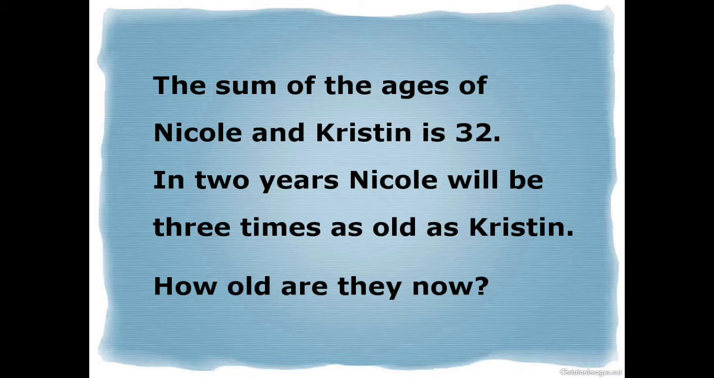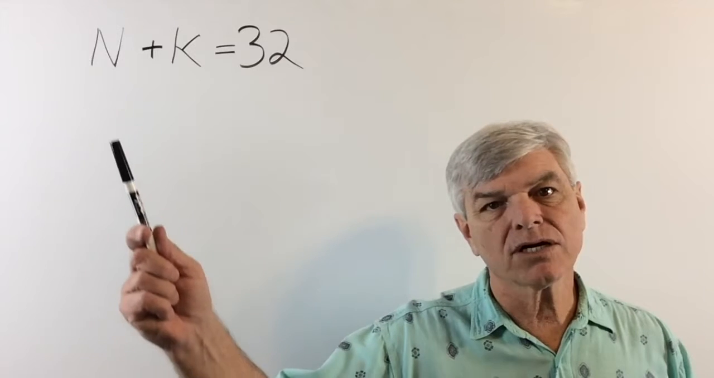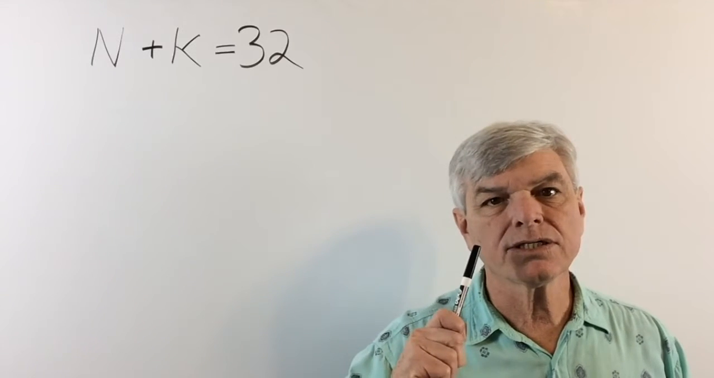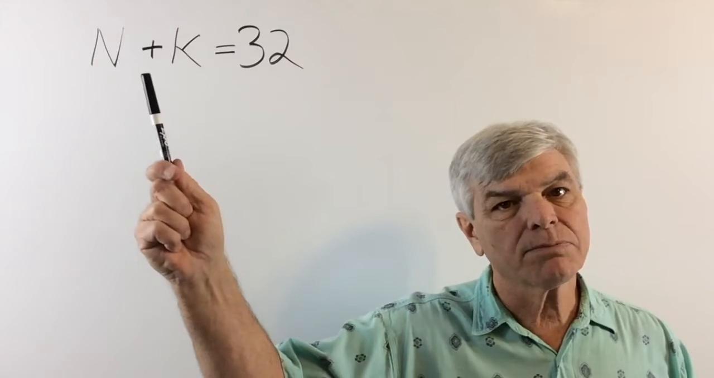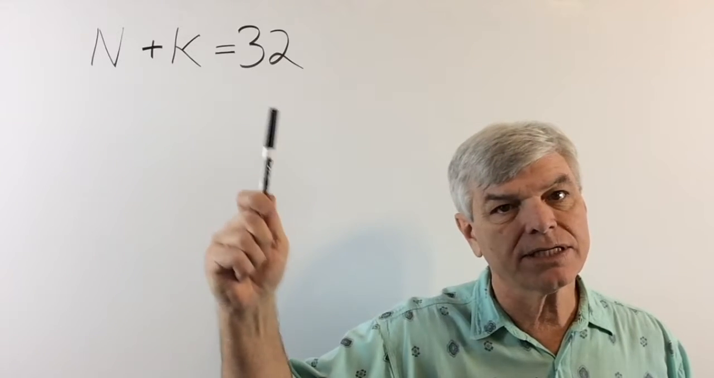The sum of the ages of Nicole and Kristen is 32. In 2 years, Nicole will be 3 times as old as Kristen. How old are they now? Okay, so the sum of the ages of Nicole and Kristen is 32. Sum means plus, so we're going to add their 2 ages together, and it is 32.